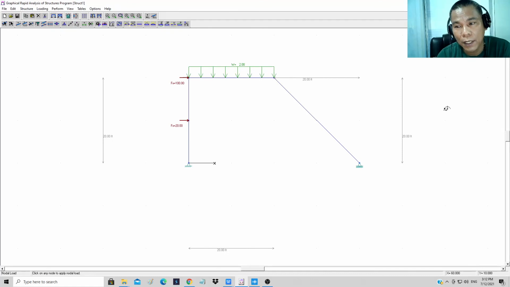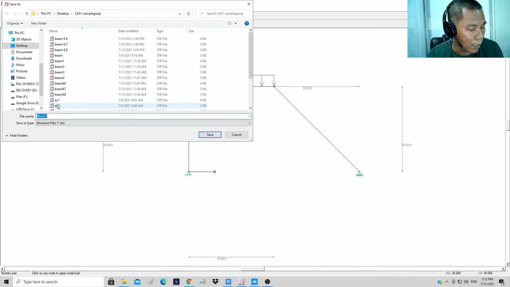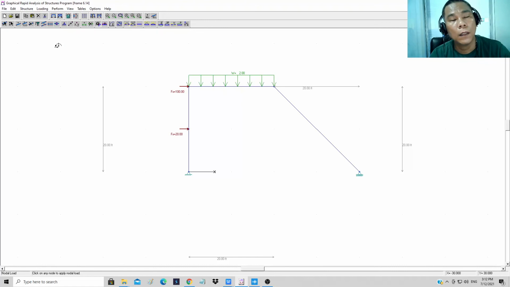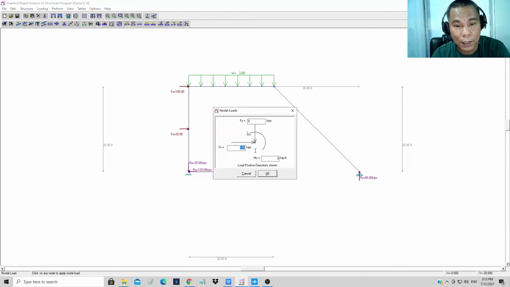So actually, this is really difficult in doing it manually, right? As you can see, after saving frame example 6.14, analyze, then you will see the reactions 120 horizontal, 25 downward. We will see our result if we have the same results 65. And no, we have a different result. What happened? This should be roller. No, sorry for that. It should be 10, not 100. That's why we have a different result.